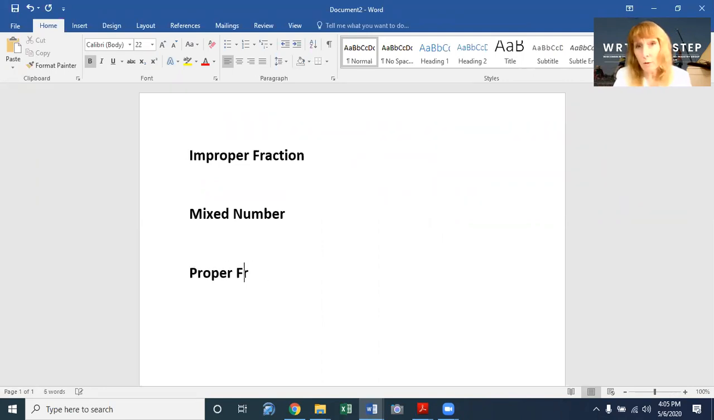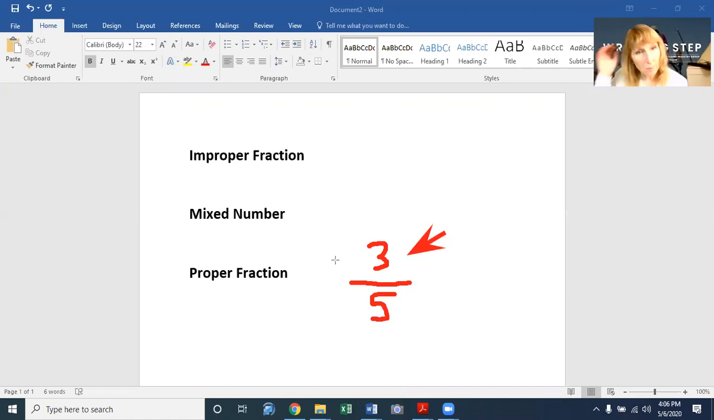Proper fraction is what we've been working with so far. With a proper fraction, you have a top number, a numerator, and a denominator, like this. And that is proper because the top number is smaller than the bottom number. A fraction is a portion or a part of a whole. So this actually shows 3 parts out of 5, so it's part of a whole. That is the proper way to write a fraction.